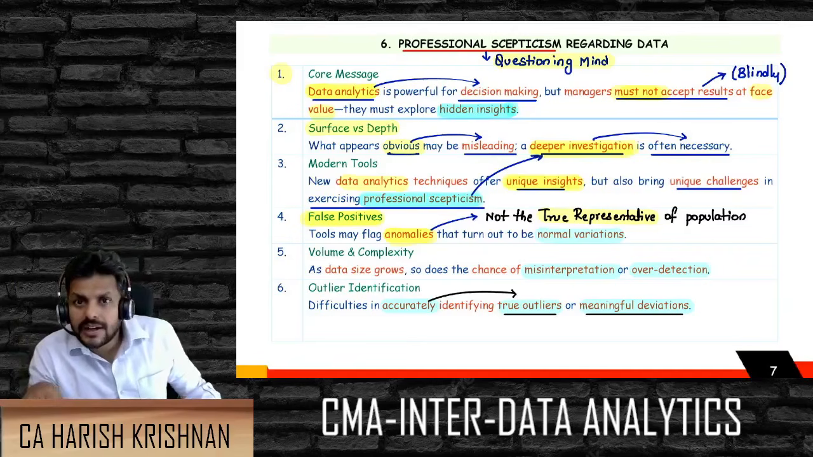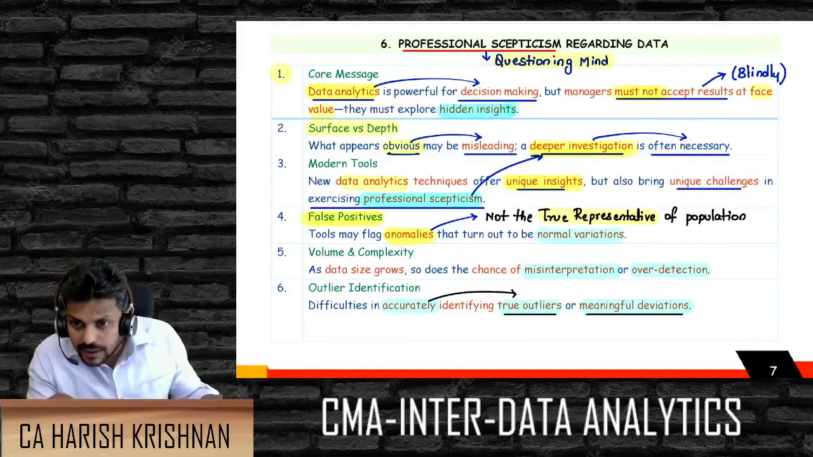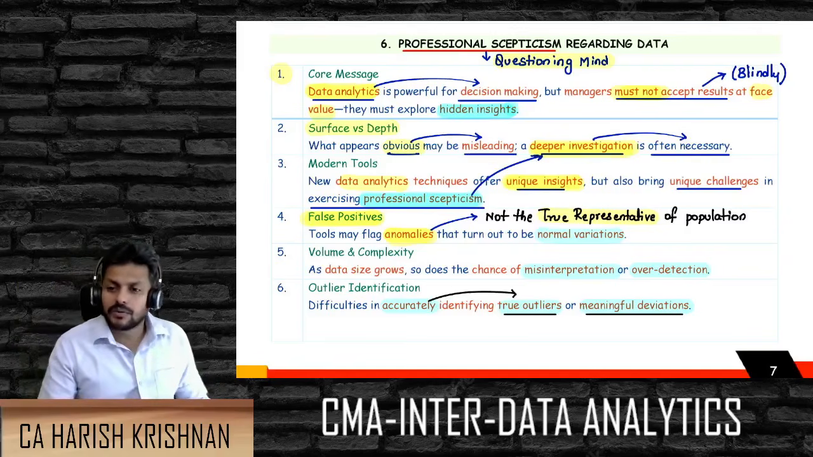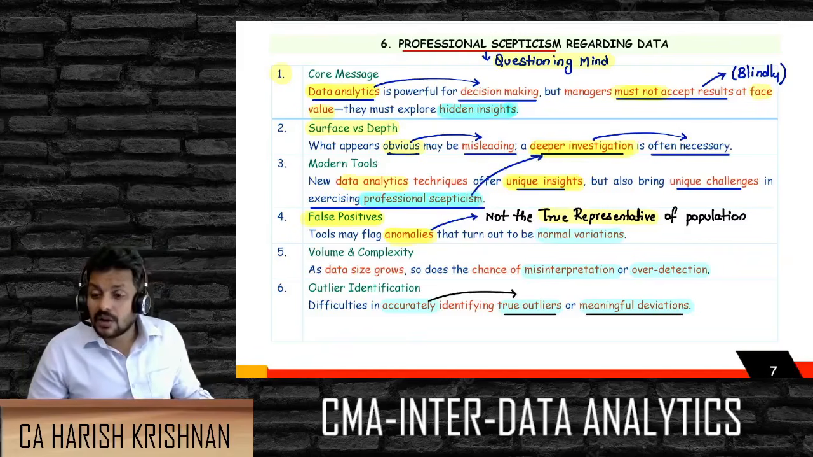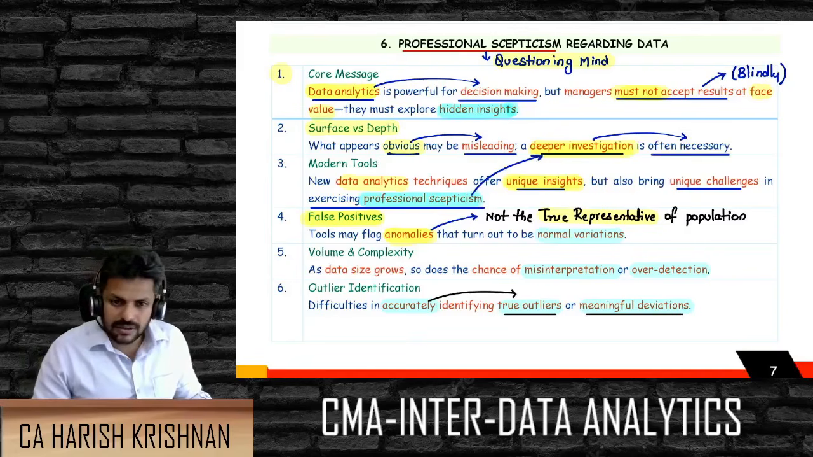So if at all you find any anomalies in the population, you have to flag that. Based on that, you are not supposed to make conclusions, because if you make conclusions based on that, there is a possibility that the conclusions may end up going wrong. So all those are important points that you have to take into consideration, right? They are called anomalies or false positives. So you have to figure that out accordingly.